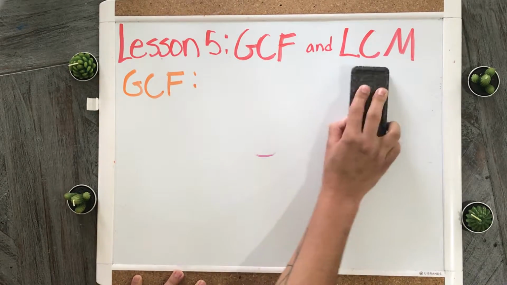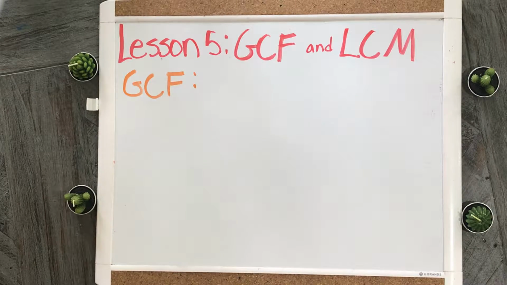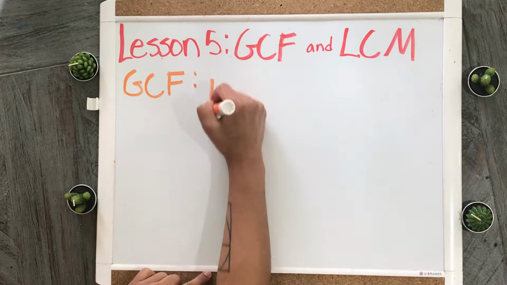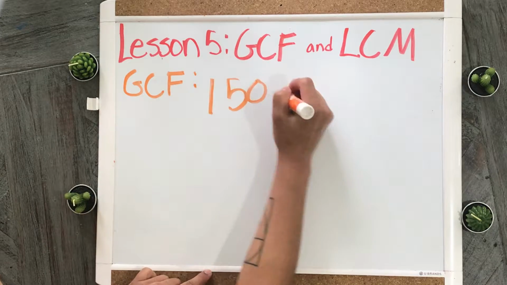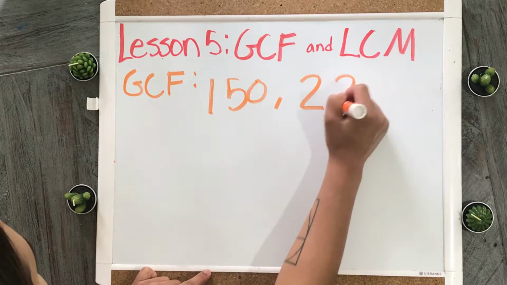Now let's try our last greatest common factor example of 150 and the number 225.